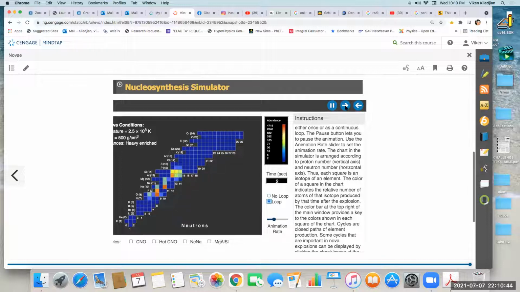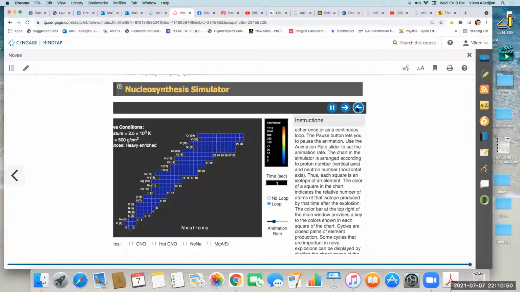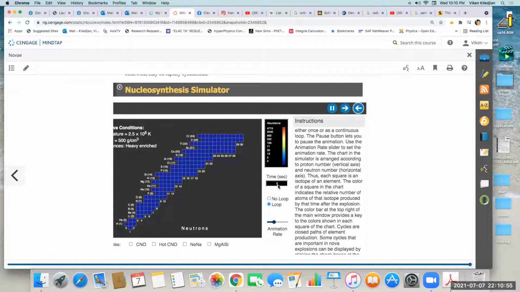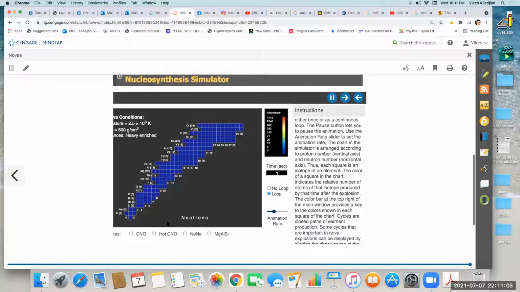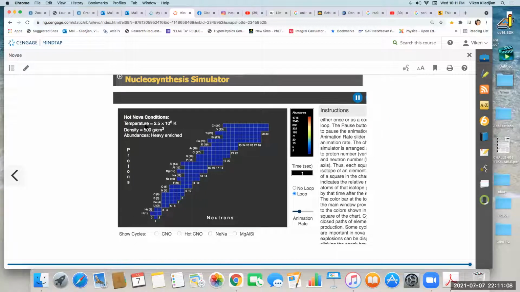Oh, okay, hold on. Go back. Now, 1 second in this animation is probably thousands of years in real life, you see. So this is as the nova is happening. It shows cycles. So the temperature, hot nova conditions, is 2.5 times 10 to the 8 Kelvin. That would be like saying 250 million Kelvin. That's the temperature of a nova.